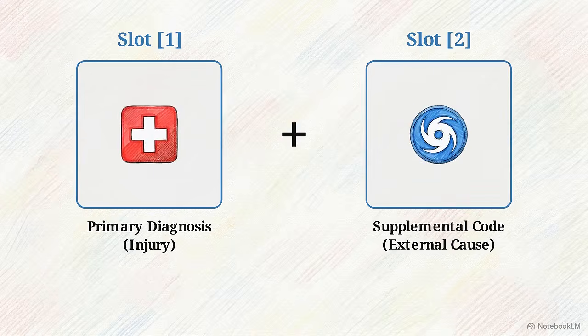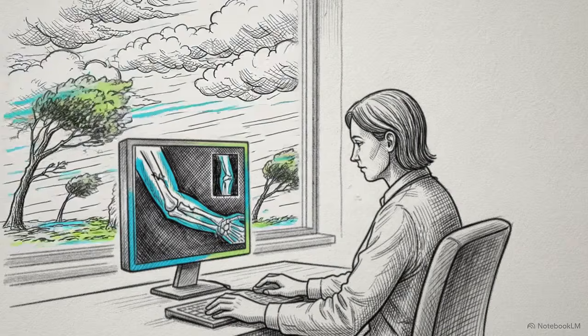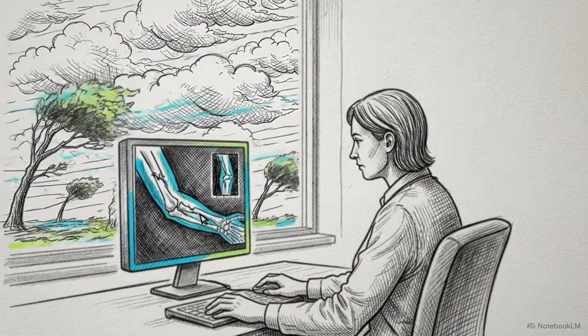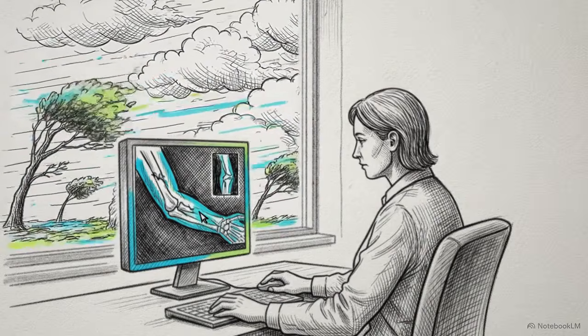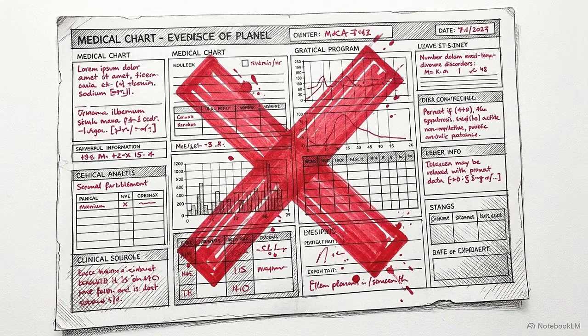The operational maxim driving this law is that the cause supports, it never leads. Coders must actively suppress the instinct to prioritize a massive event, like a hurricane, over a mundane physical fracture. Violating this sequencing law misrepresents the immediate clinical reason for medical care and leads to the rejection of the claim.